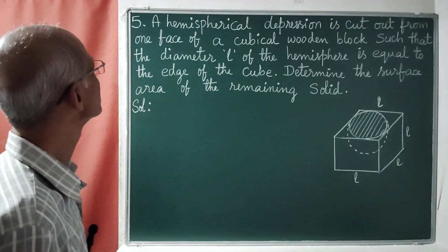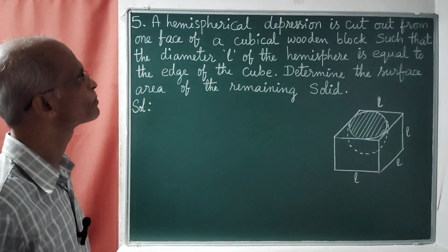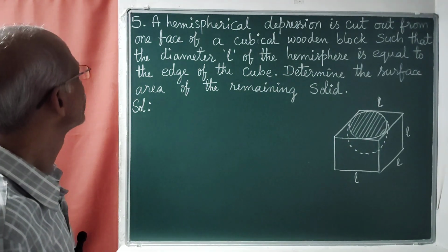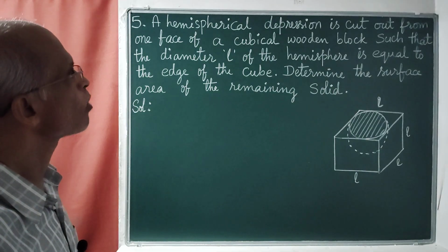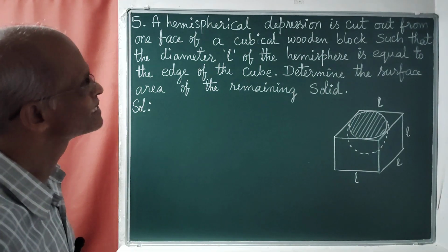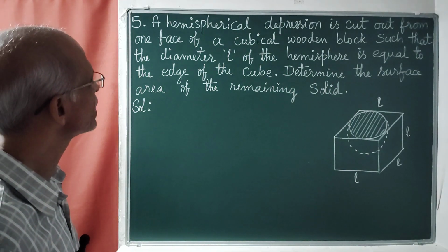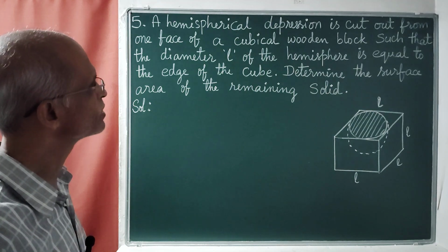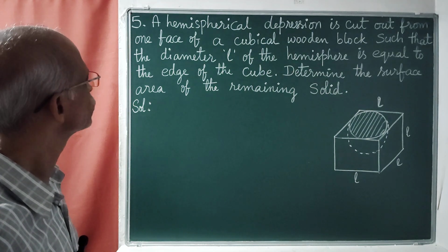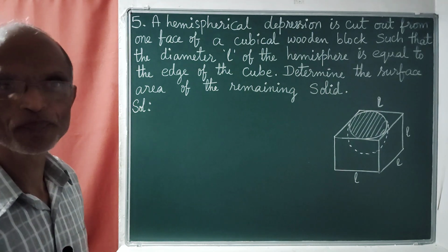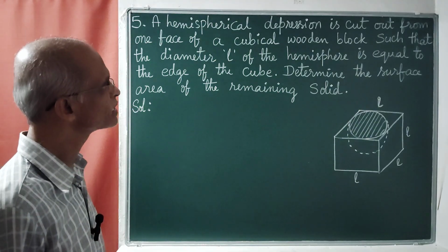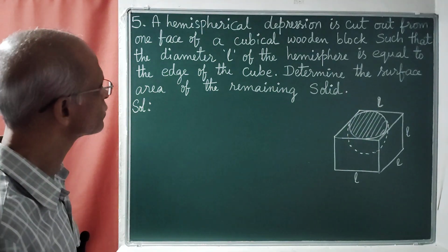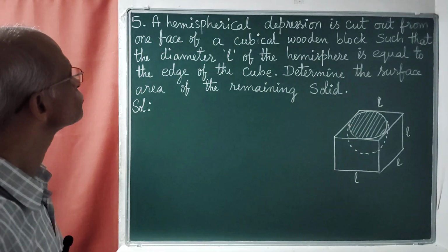The sum is: a hemispherical depression is cut out from one face of a cuboidal wooden block, such that the diameter L of the hemisphere is equal to the edge of the cube. Determine the surface area of the remaining solid.